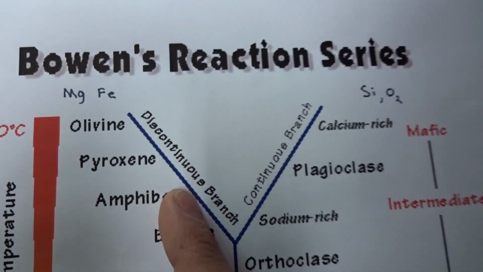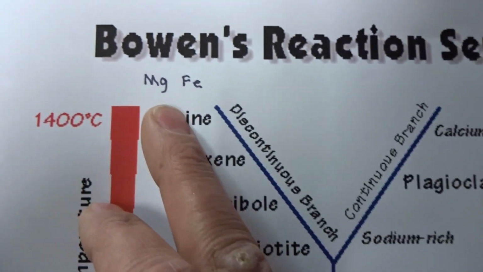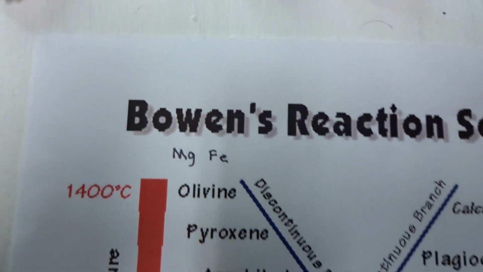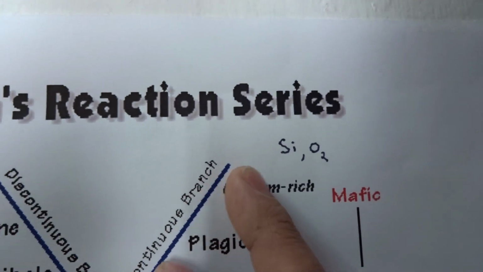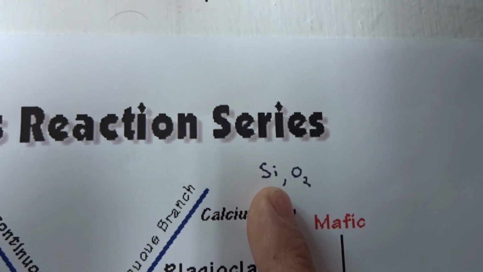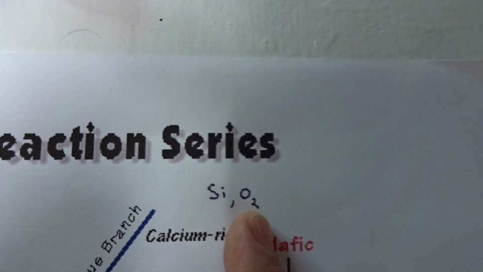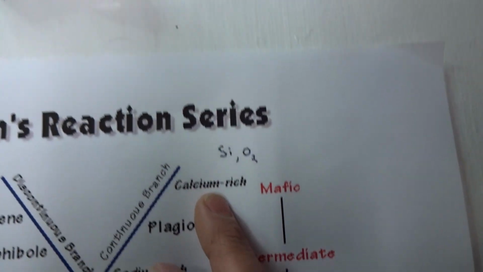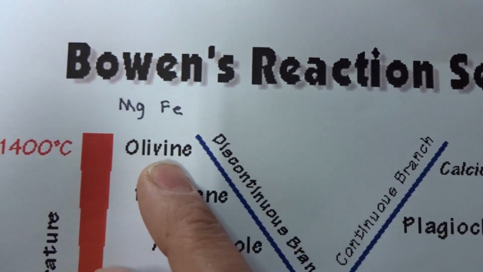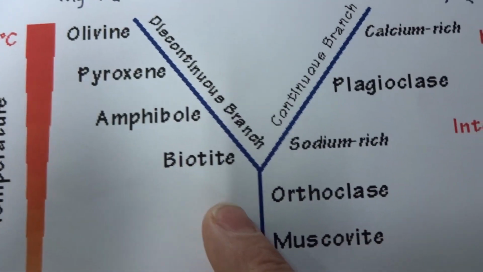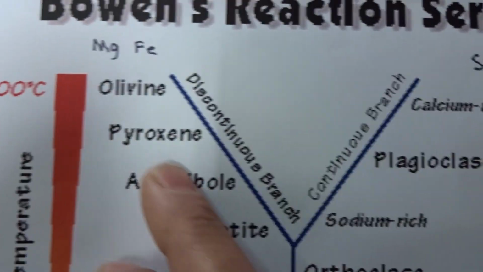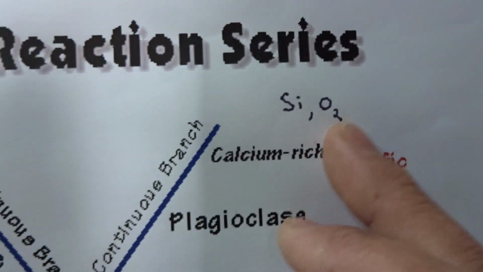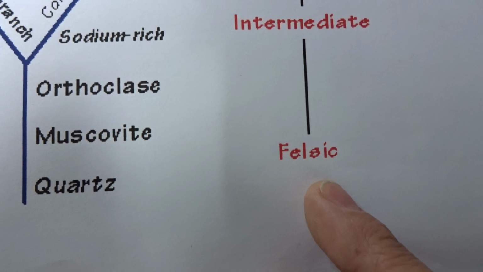There are two branches, the discontinuous branch, which is high in iron, magnesium, and potassium, and the continuous branch, the branch that brings up deep from underneath the surface high amounts of silica, oxygen, and potassium. Let's look at these two branches. Examples of minerals are given on each side. We start with mafic. We actually start with ultramafic, intermediate, and then felsic.